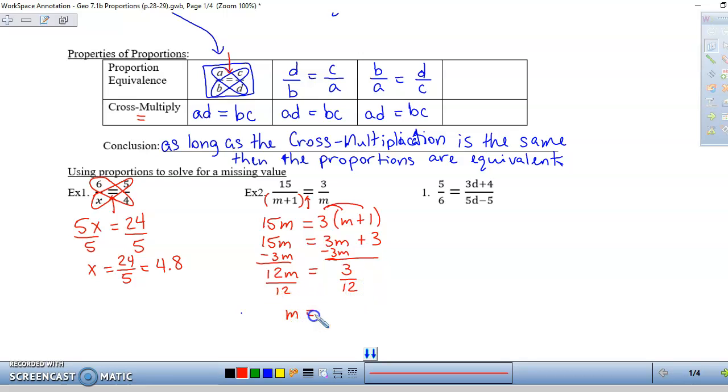Okay, so m is equal to 3 over 12. And reducing fractions, you can divide 3 into both of those. So 3 divided by 3 is 1, and then 12 divided by 3 is 4. So the reduced fraction answer is going to be 1/4.